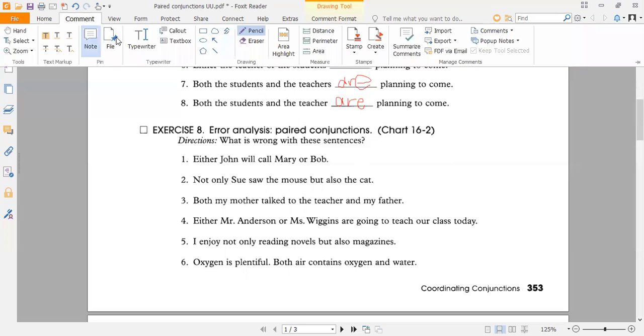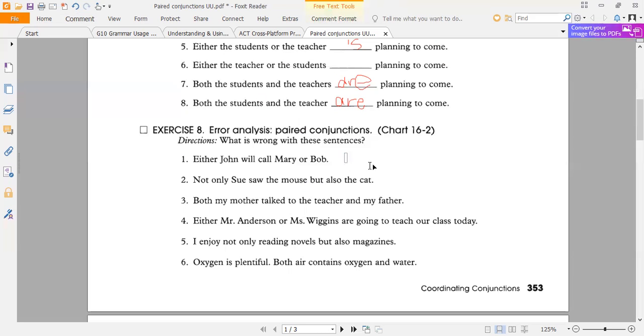Either delete the word either or move Mary or Bob in the place of John. So the final sentence would be: either Mary or Bob will call John.